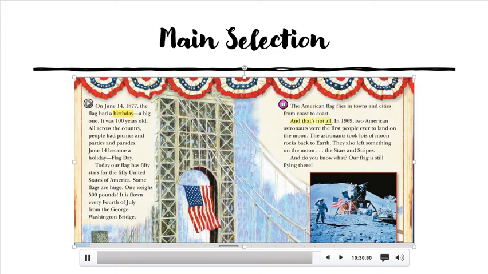And that's not all. In 1969, 2 American astronauts were the first people ever to land on the moon. The astronauts took lots of moon rocks back to Earth. They also left something on the moon, the Stars and Stripes. And do you know what? Our flag is still flying there.